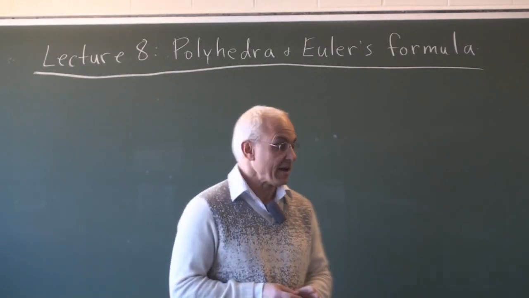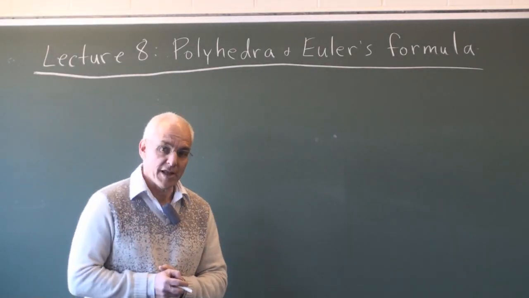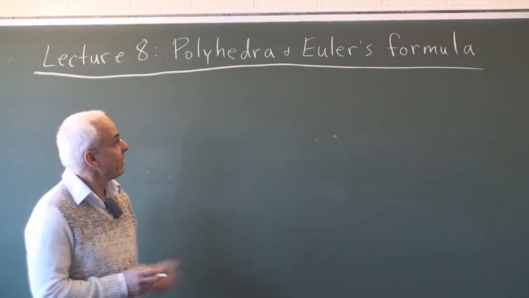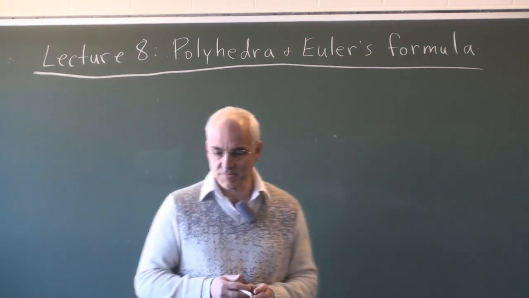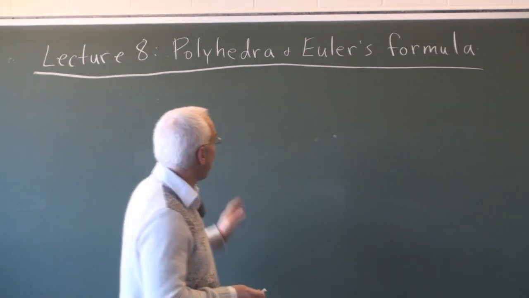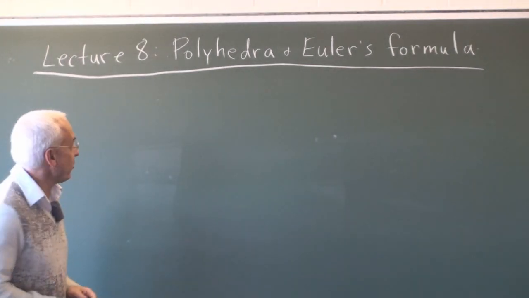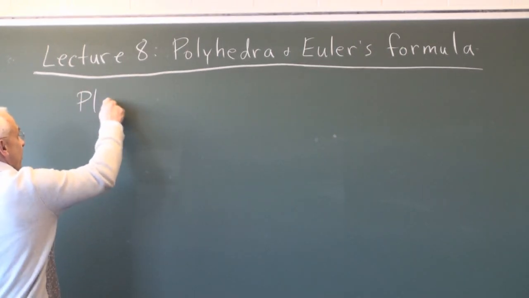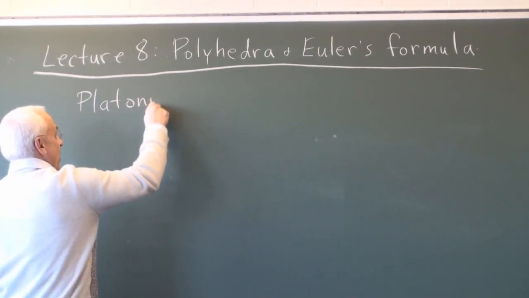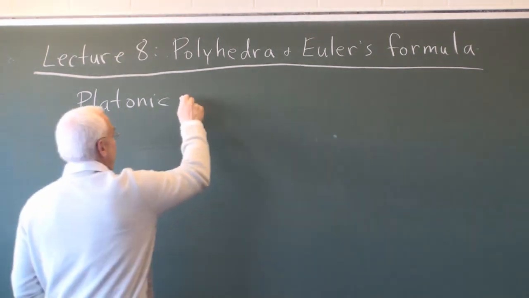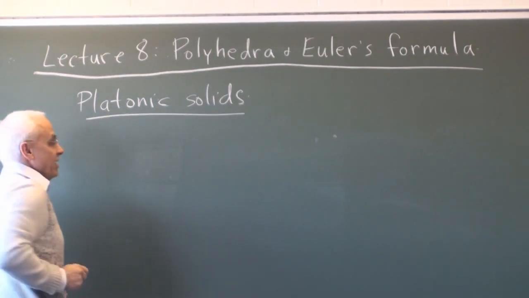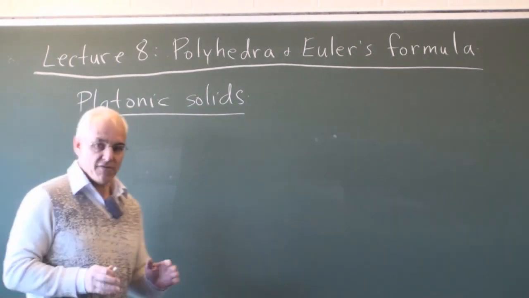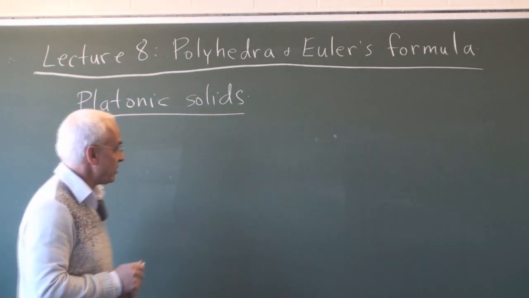All right, welcome to this lecture in algebraic topology. Today we're going to talk about polyhedra and Euler's formula, one of the most famous formulas in mathematics. So the story of polyhedra goes back to the ancient Greeks. They were particularly interested in 5 basic objects, which we've already mentioned, the Platonic solids. And these are the polyhedra that are very regular in a precise way.